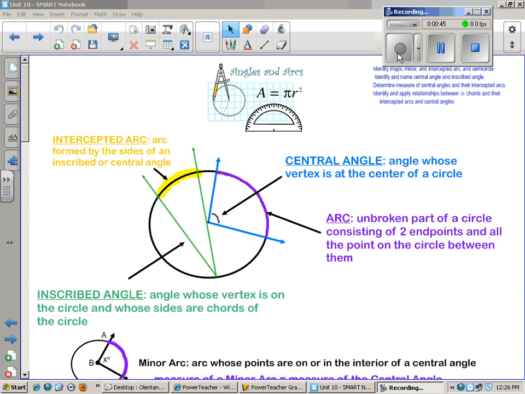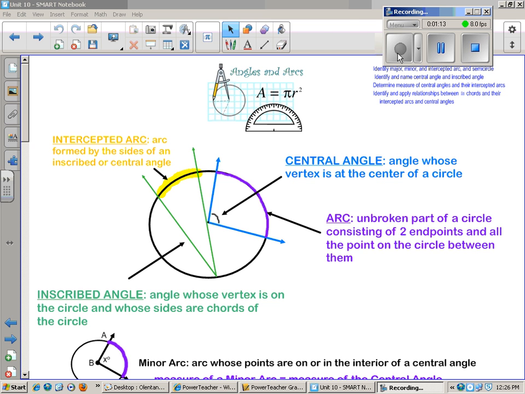Think about every shape we've ever inscribed in a circle. Remember when we learned how to inscribe a hexagon? That meant every single vertex touched the circle, right? So the inscribed angle is when the vertex touches the edge of the circle. Central angles, vertex is in the center. Inscribed angles, vertex is on the circle.